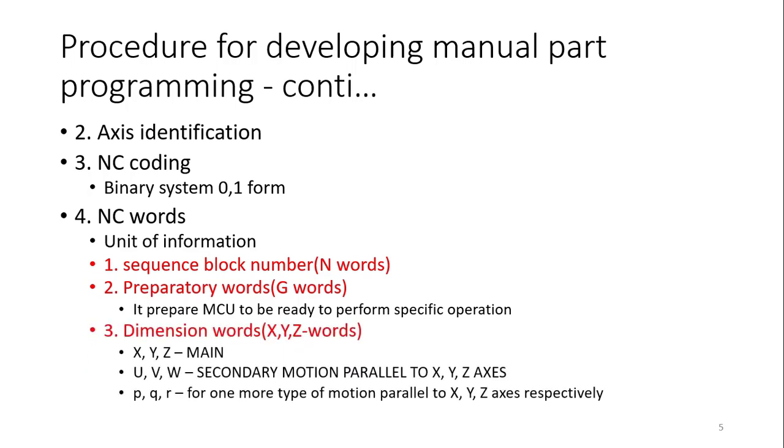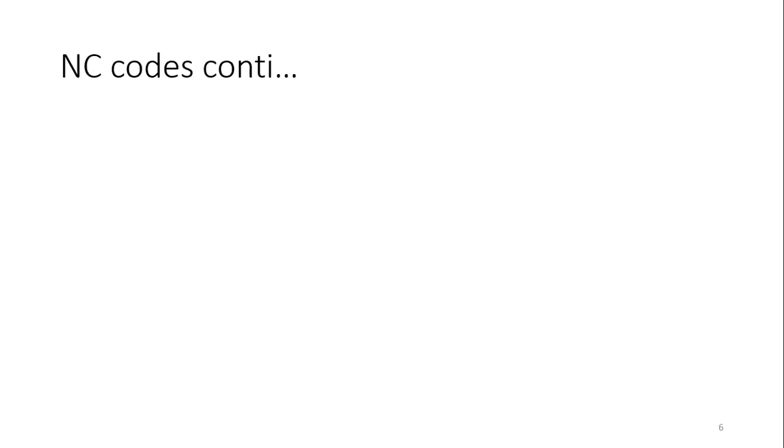Then we are having the dimension words. Everybody knows dimension words X, Y, Z. Clear? If the X, Y, Z is working but you wanted a parallel dimension, then it's U, V, W. Again parallel dimension P, Q, R. So it is in the case of complex programs. Fine. So the dimension words are used for giving the dimensions of your different components.